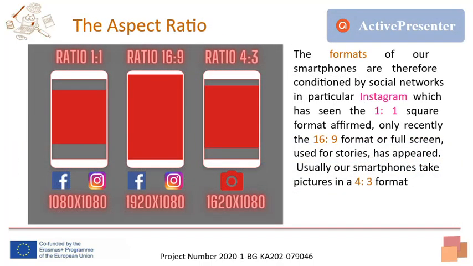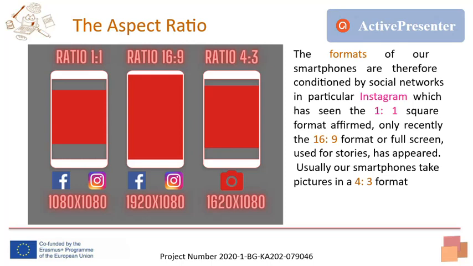The formats with which photographs are taken with our smartphones have lost their original meaning, namely the printing of the photograph. In the digital age, the photos we take with our smartphone are destined to be shared on social networks or to remain in the physical memory of the phone or in a cloud of data. The formats of our smartphones are therefore conditioned by social networks, in particular Instagram, which has seen the 1:1 square format affirmed. Only recently the 16:9 format or full screen, used for stories, has appeared.